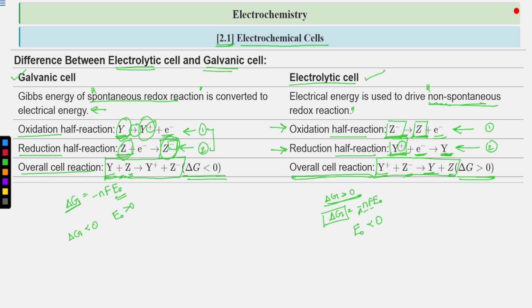So like that, you can determine the sign of E naught, whether E naught will be greater than 0 or less than 0, by assuming that del G is less than 0 for the galvanic cell and del G is greater than 0 for the electrolytic cell.